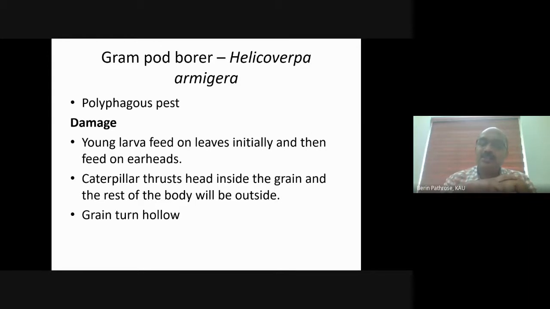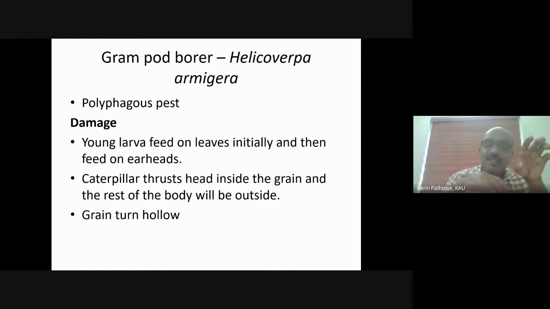So it will feed on the ears. Here we are discussing wheat, so it feeds on the grains. It will thrust its head into the grain while the body remains outside. In the case of cotton also, Dr. Ranjit will be handling that, its head will be inside the cotton ball and the body will remain outside. That is the typical feeding habit of Helicoverpa, whatever be the crop.